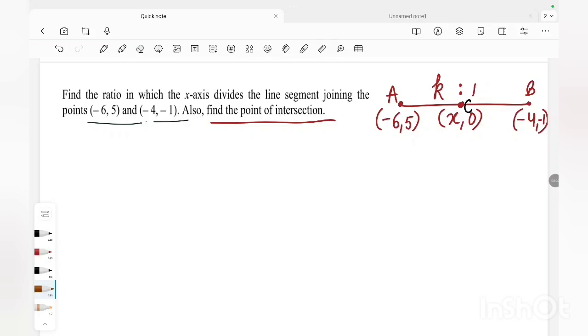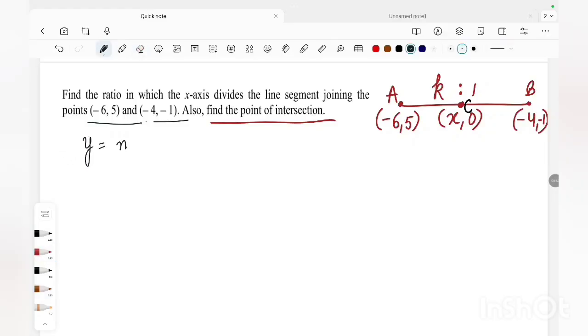Firstly we will calculate the value of k, so that we know the ratio, then we can find the point of intersection. So yes, apply the section formula for the y coordinate. Y coordinate is 0, so 0 equals to... always write the formula first, then start solving.